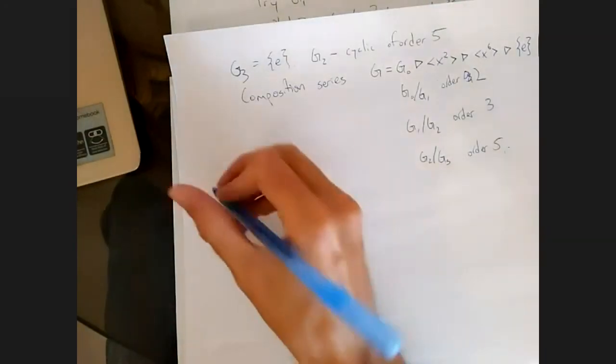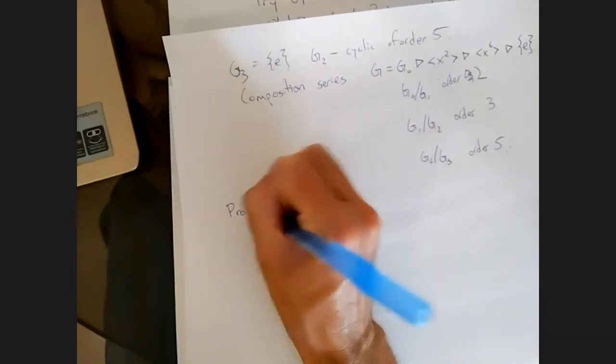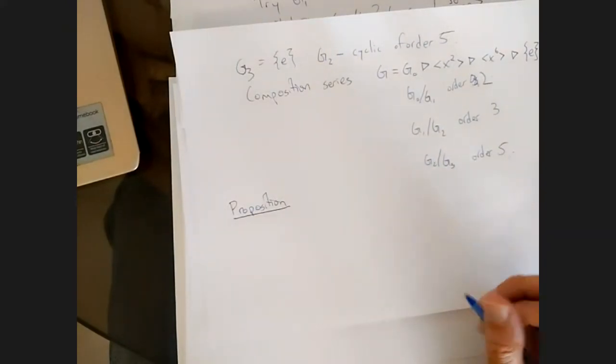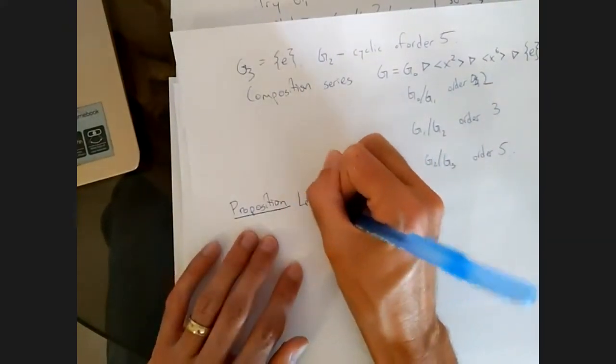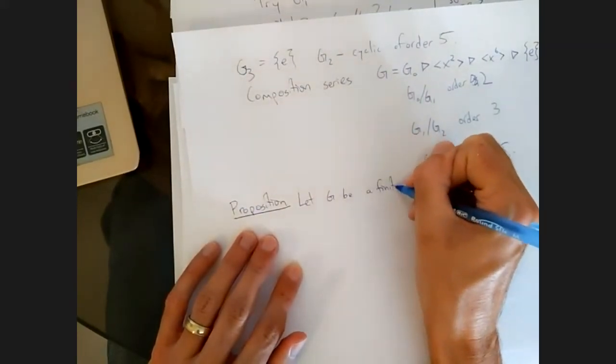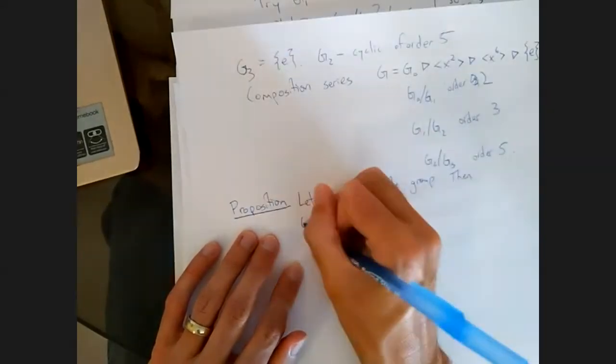Okay, so let's prove a proposition which says that composition series exist, and then we'll state the theorem about the uniqueness. Let G be a finite group. Then G has a composition series.